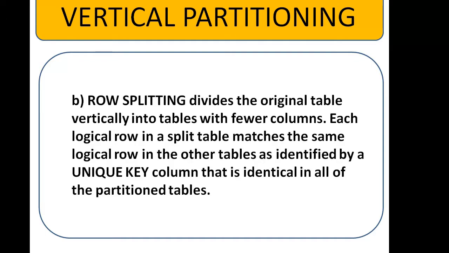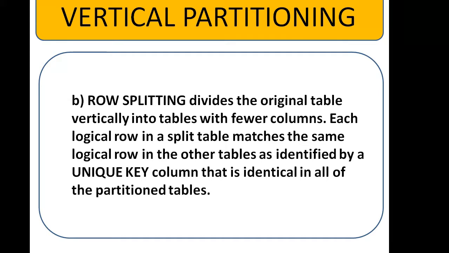And row splitting divides the original table vertically into tables with fewer columns. Each logical row in a split table matches the same logical row in the other tables as identified by a unique key column that is identical in all of the partition tables. So this is the relationship between the base table and the split tables.